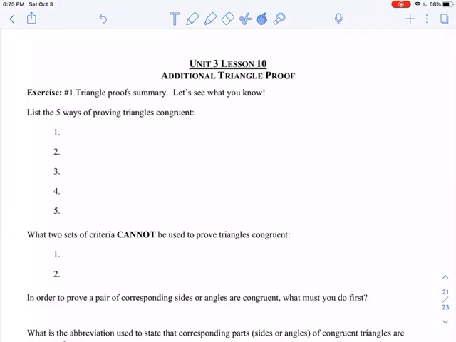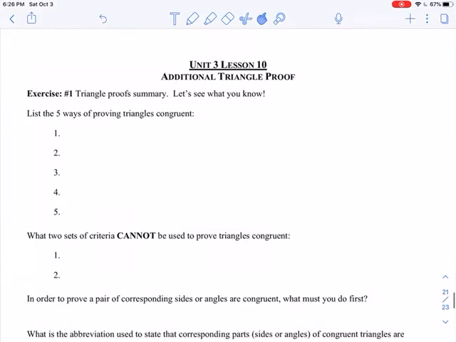Hi Geo H, this is Unit 3, Lesson 10, and we're just going to do some additional practice with triangles, try and sum everything up that we've done so far. So here's a little summary, see if you can fill this out. Pause the video and see if you can answer the first couple questions. Let's see what you know, and then you can play it for us. I'll play the video and make sure you got it right.